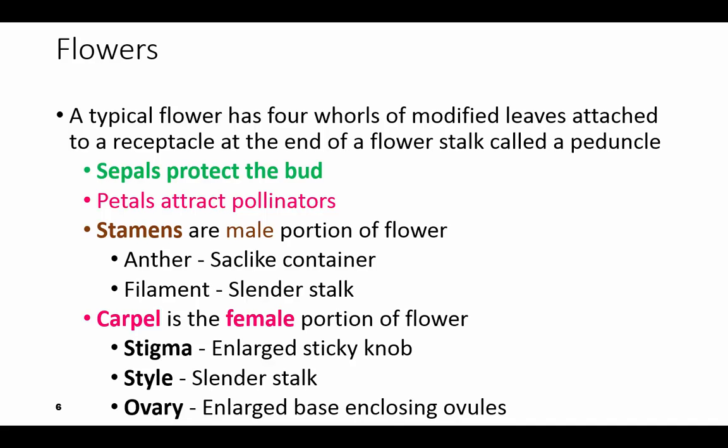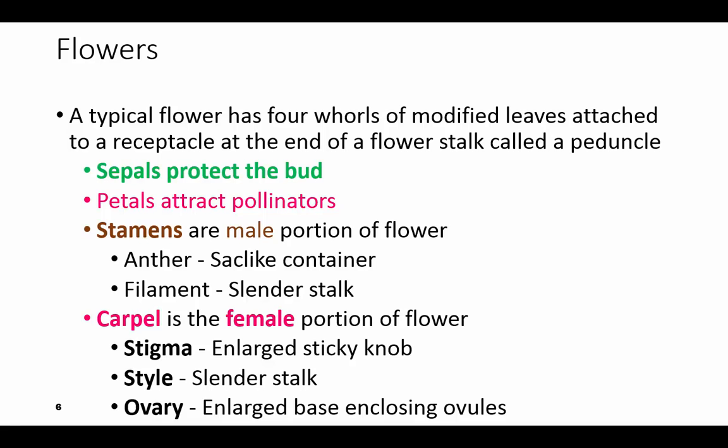The sepals are the leaf-like structures that protect the bud, and when you talk about them collectively, you call it the calyx. The petals, all of them collectively, are called the corolla, and they attract the pollinators. The stamens are the male part of the flower, and each has the anther, where the pollen grains develop from the microspores, and then the filament, or the stalk.